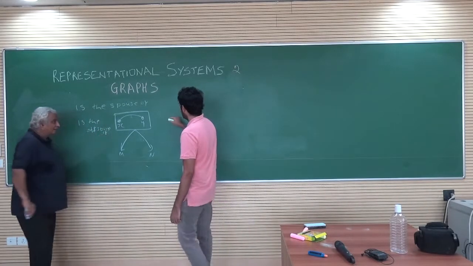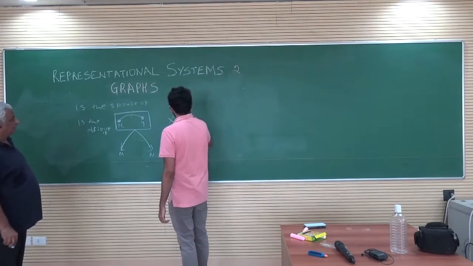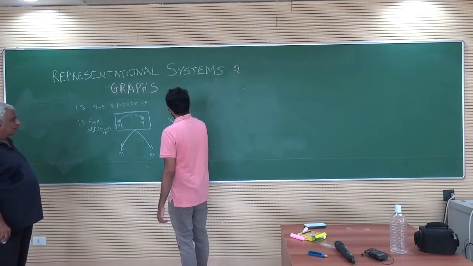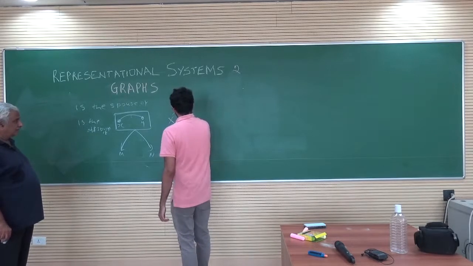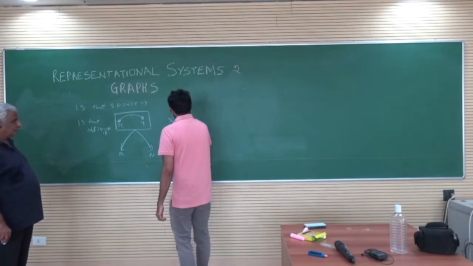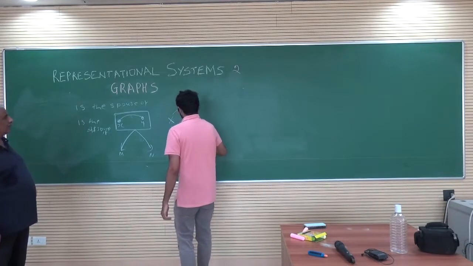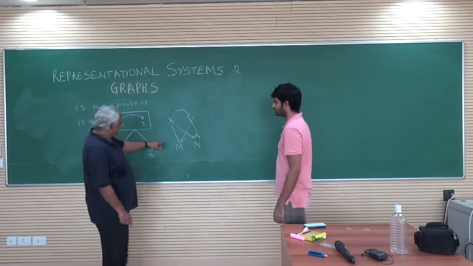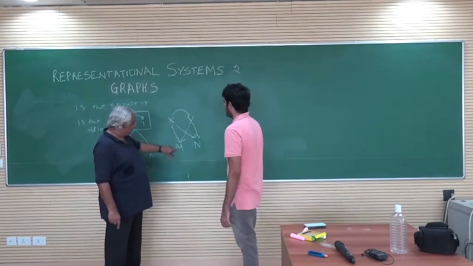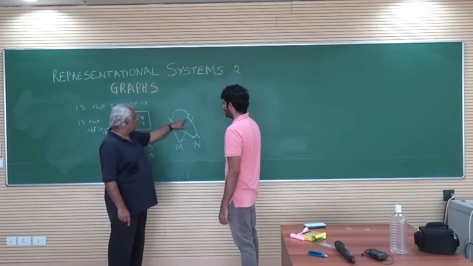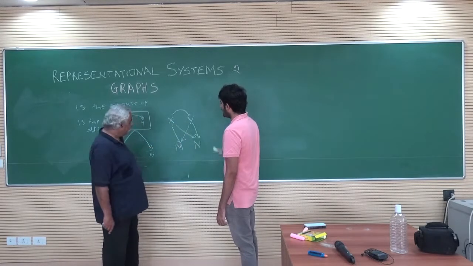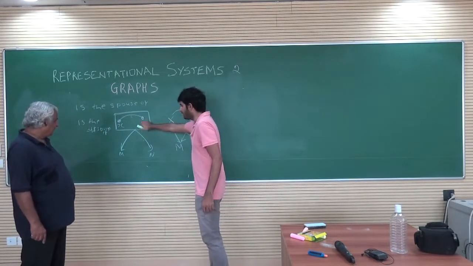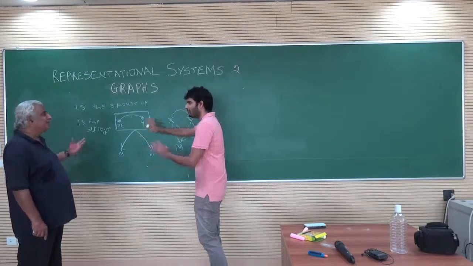Another way to do the same thing without using that box is to do something like this. Okay, so this means that this is the parent of M, and these are both parents of M and N. In this case, this is a better representation. Easy to see.